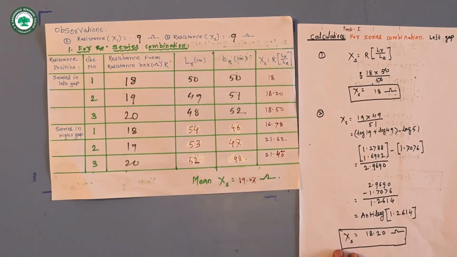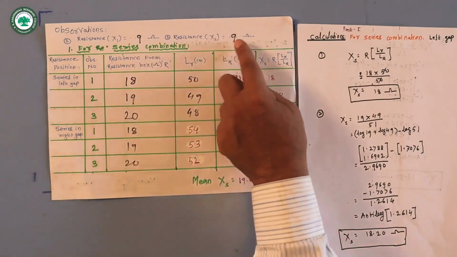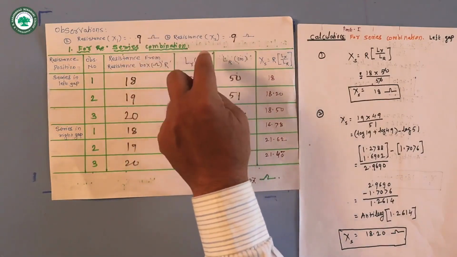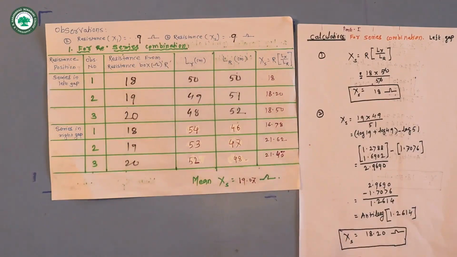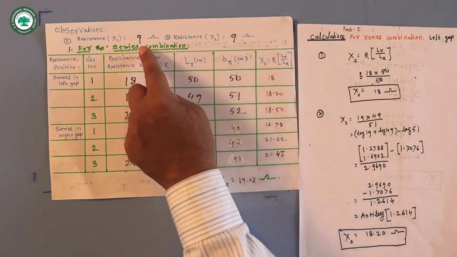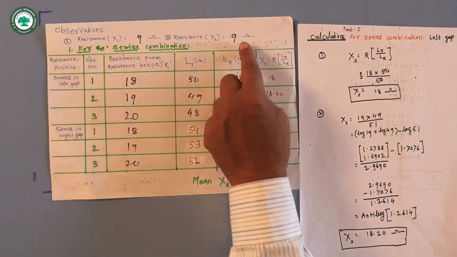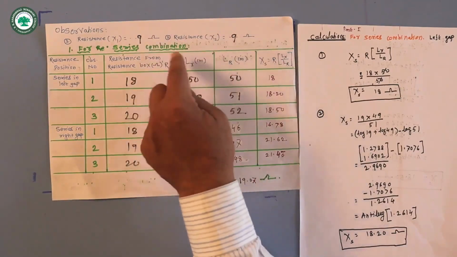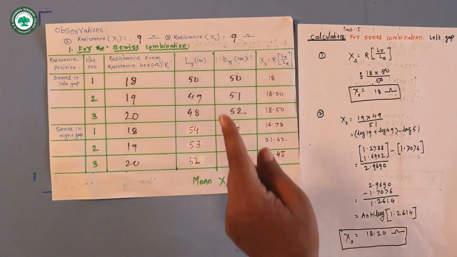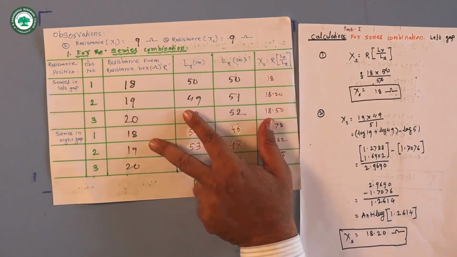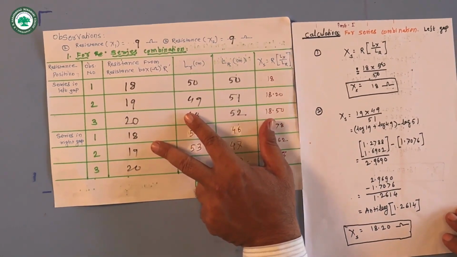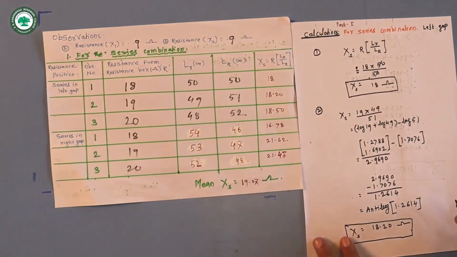we make some calculations related to this observation table. Already here the values of x1 and x2 are given. We have to verify the law of series combination of resistances. The value of the first resistor x1 is 9 ohm and x2 is 9 ohm. For these resistances we get this observation table. Now how to make the calculations?